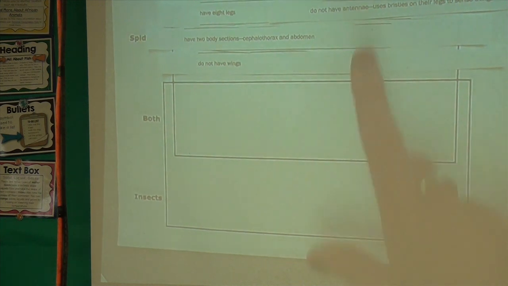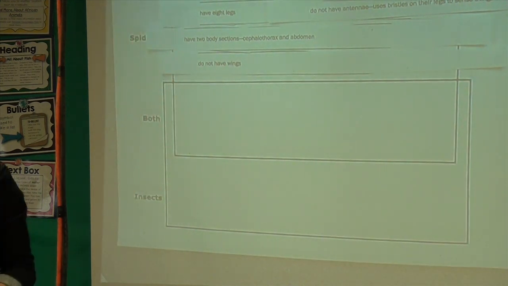What does this mean? They do not have antenna. First of all, what is antenna? Where do you normally find antenna? Where are antenna, Alex? On your head. Spiders do not have antenna, but they use the bristles on their legs to sense things.